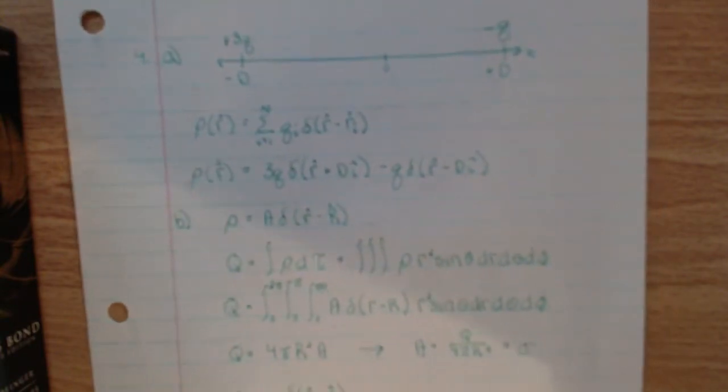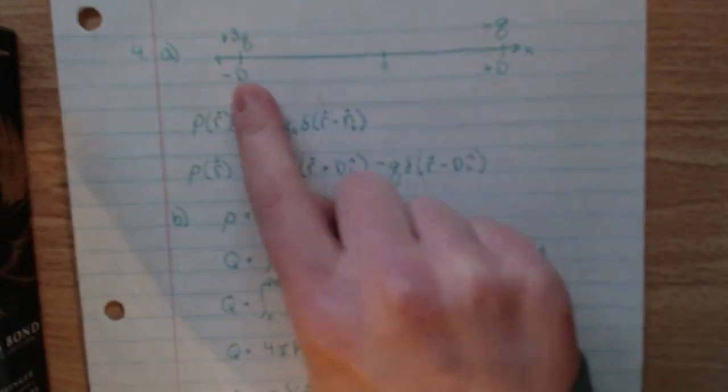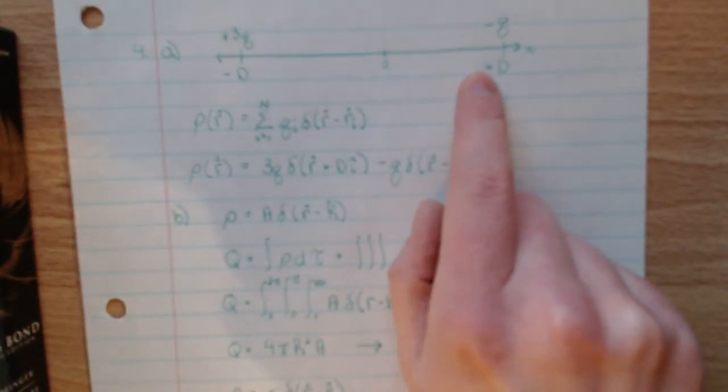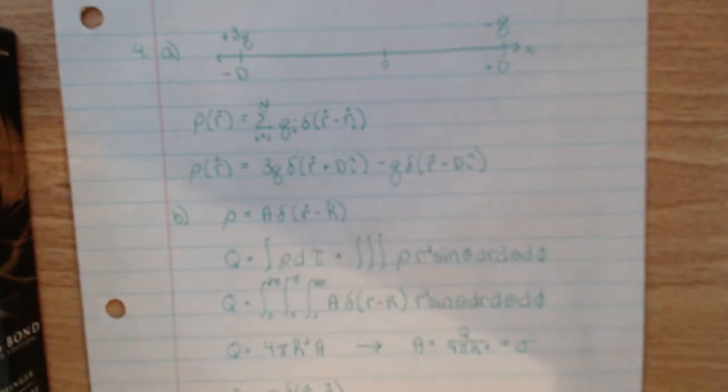So this is what it looks like. I have a picture. This is the 3q, this is the negative q located at positive and negative d. This is how we find rho. We do a summation of all the charges multiplied by the Dirac delta function with the r vectors.